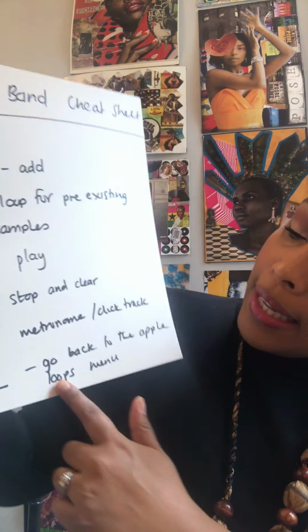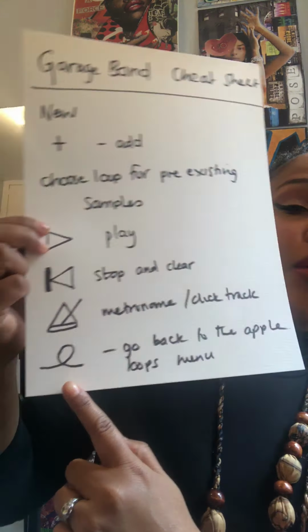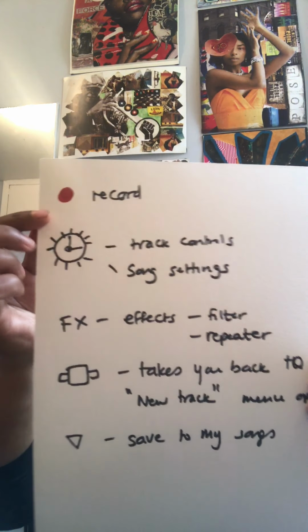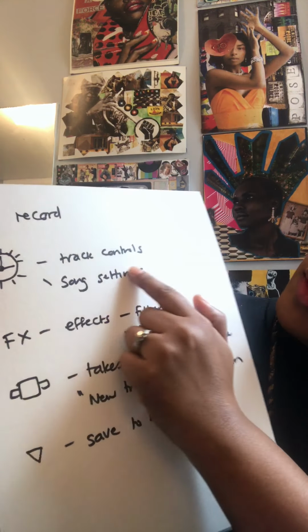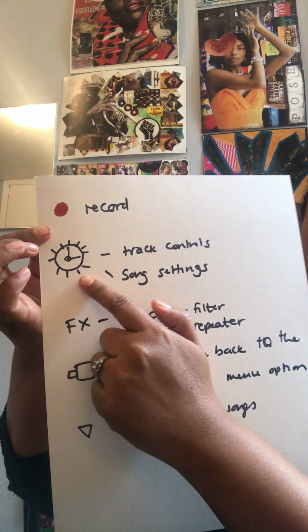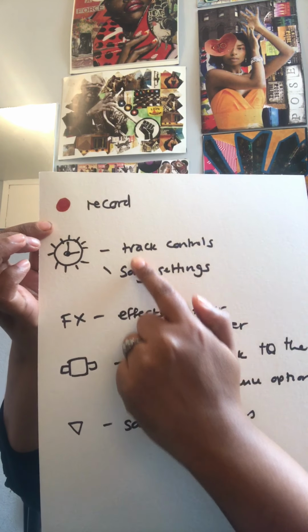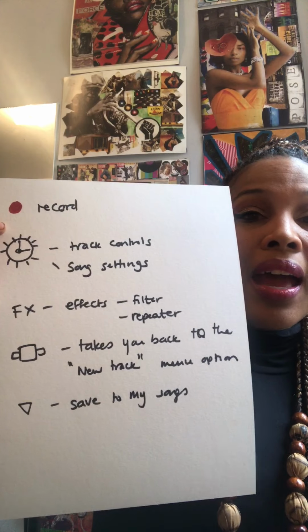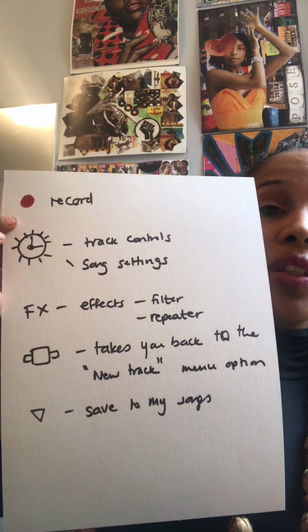And this one basically takes you back to the Apple Loops menu. Okay, so that you can then continue to revisit more instrumentation if you want to add some more. Okay, and then you've got, of course, the red record button. You've got the wheel, which is the settings button, on the iPad or smartphone. So it'll come up to track controls, where you can individually control the volume as well as the EQ of all the different tracks.